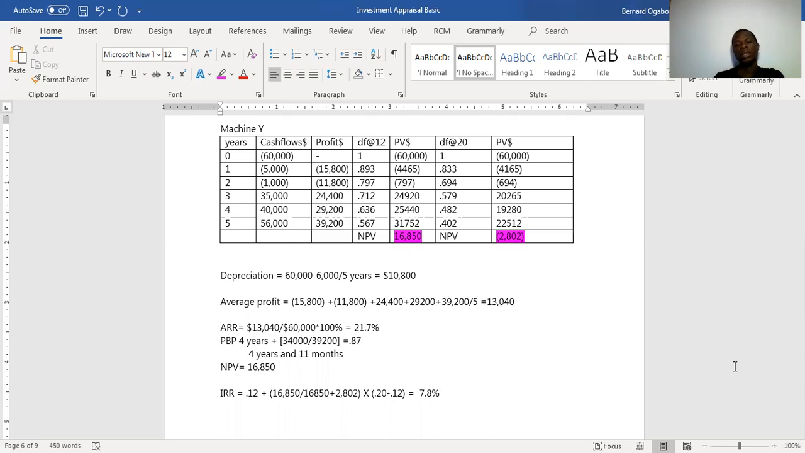Overall, the company should invest in machine Y because it has the highest NPV. So the most valuable of all the methods here is the net present value because it maximizes shareholders' wealth. So that is the final decision that you're going to take.